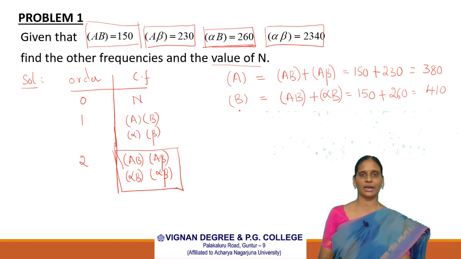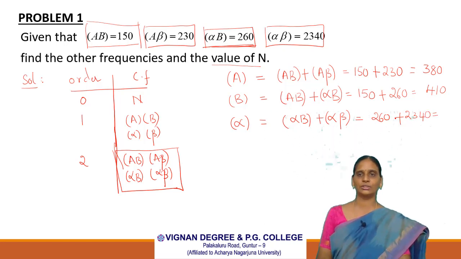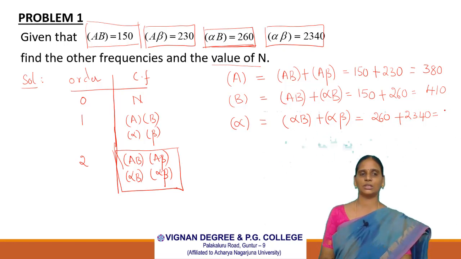The next frequency value is frequency of alpha. Now frequency of alpha can be expressed as frequency of alpha B plus frequency of alpha beta. The value of frequency of alpha B is 260 and frequency of alpha beta is 2340. This is equal to the sum of 260 plus 2340, which is equal to 2600.